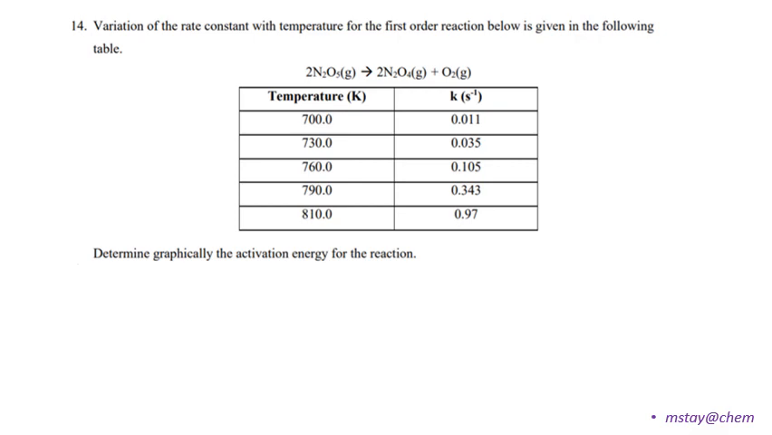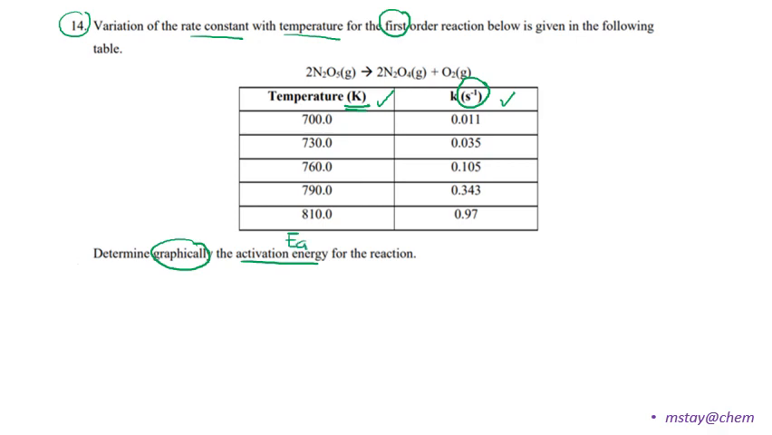Tutorial question 14. Variation of the rate constant at different temperature is as follows. Here it shows that at different temperatures, the rate constants are different. The unit is per second, so again, we know that it is first order. The unit of temperature is always in Kelvin. Determine graphically the activation energy for this reaction.